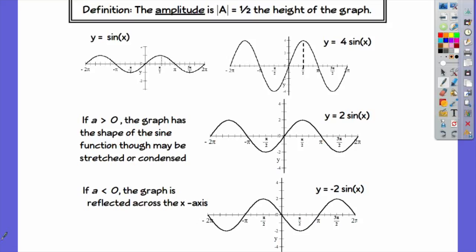Let's get to some graphing now. Okay? Got a foldable here for you.